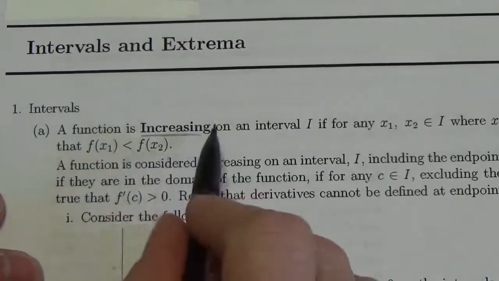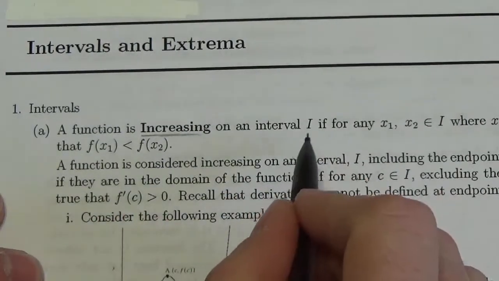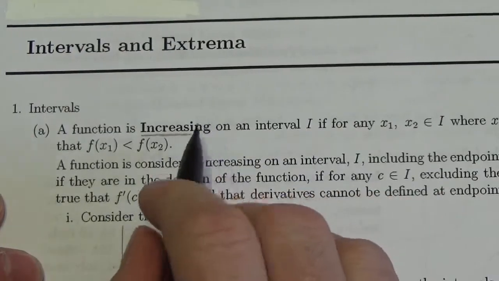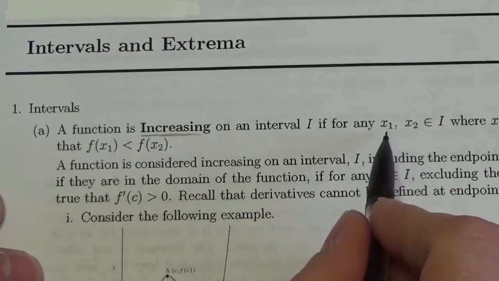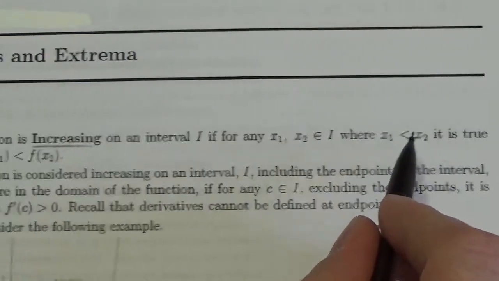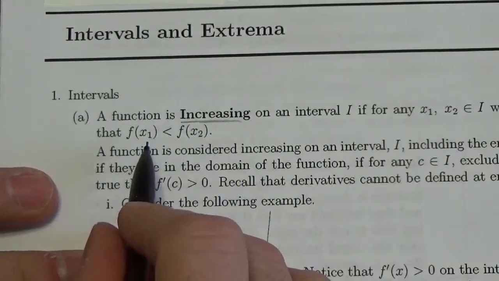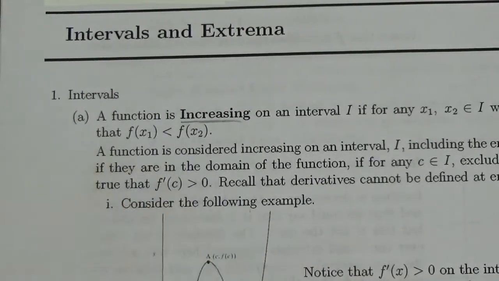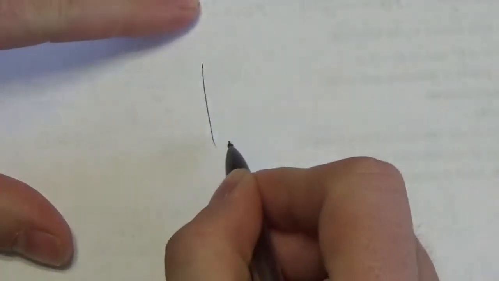A function is increasing on an interval I if for any x1, x2 in I, where x1 is less than x2, it is true that f of x1 is less than f of x2. Now, that probably doesn't mean a whole lot to you until I draw it out. And what this is saying is essentially this.